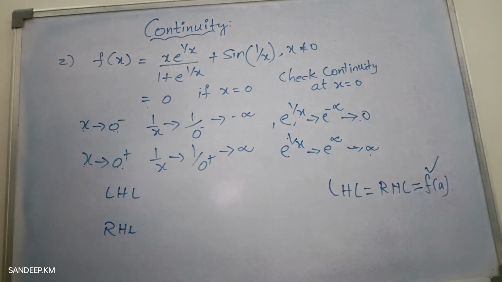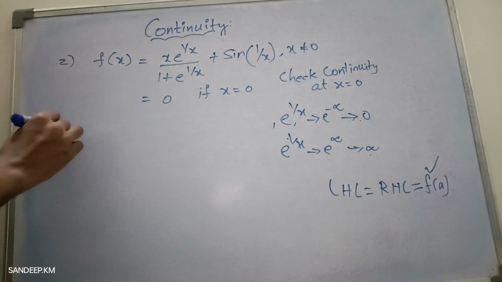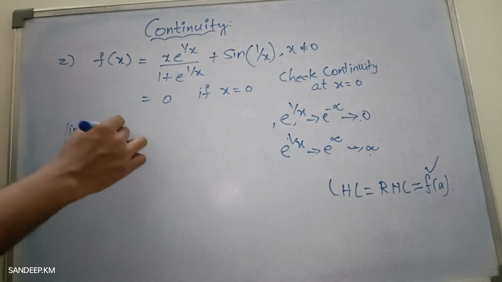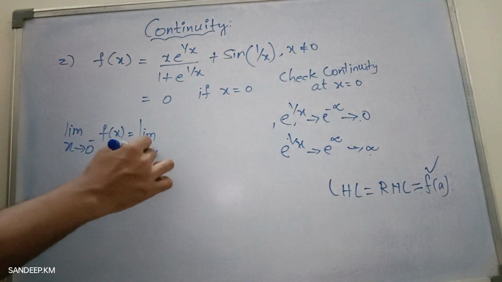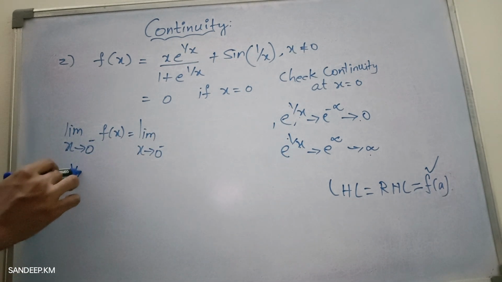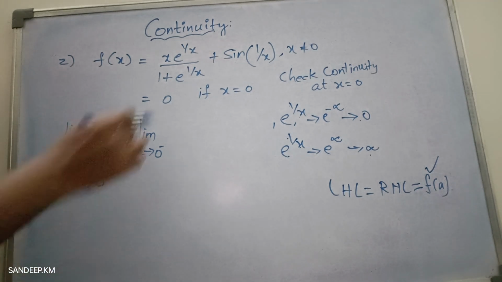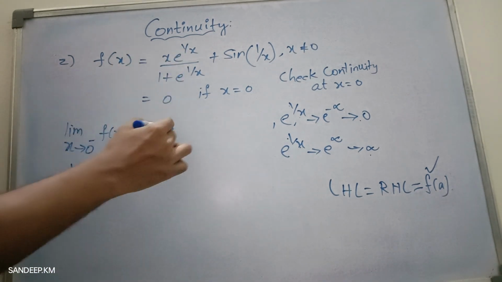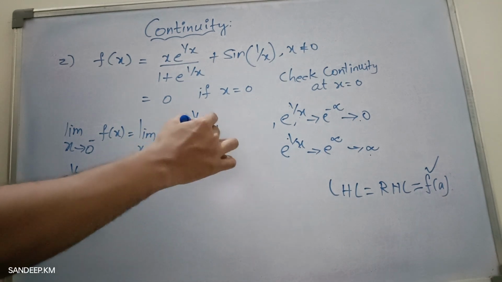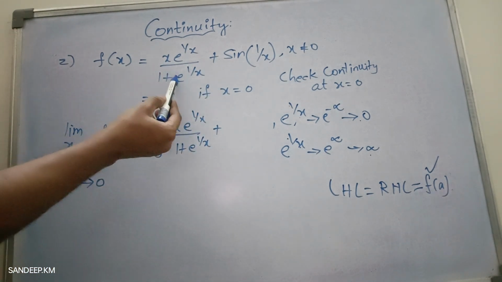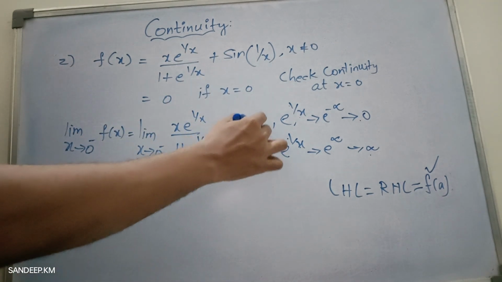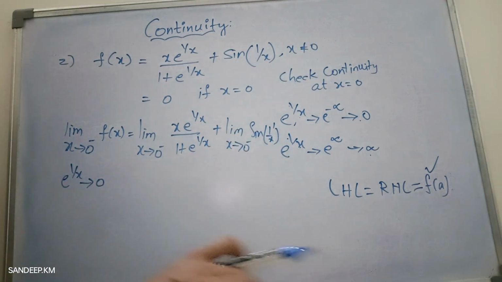Let us find LHL. Find limit x approaches 0 minus f of x. I am finding the left hand limit, so limit x approaches 0 minus. When x is approaching 0 from the left side, I have already discussed that e power 1 by x is approaching 0, so I can directly solve this. Let me take the function x into e power 1 by x divided by 1 plus e power 1 by x plus, and I am giving the limit for this function and this function separately. Limit x approaches 0 minus sine of 1 by x.